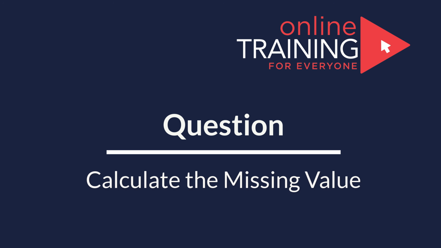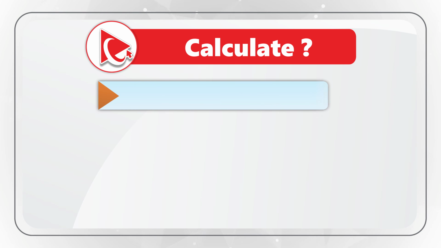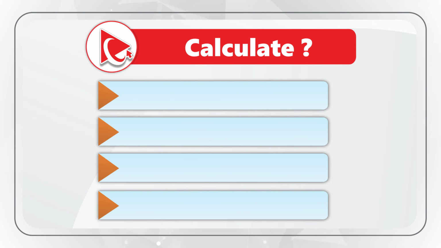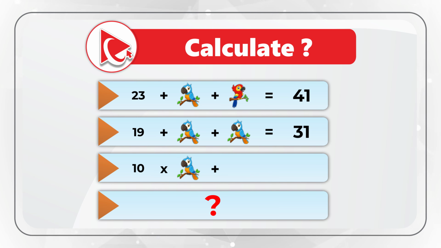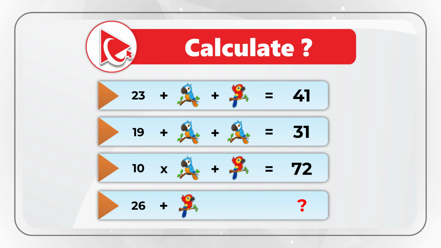One of my favorite questions is where you need to calculate the missing value. You're presented with 3 equations, and in the 4th equation, the result is missing. The first equation is 23 multiplied by blue parrot plus red parrot equals 41. Second equation, 19 plus blue parrot equals 31. Third equation is 10 multiplied by blue parrot plus red parrot equals 72. And last but not least, the expression is 26 plus red parrot multiplied by blue parrot equals missing value.